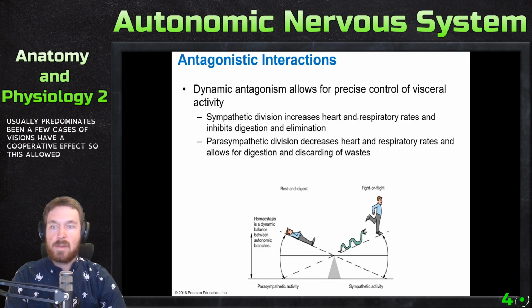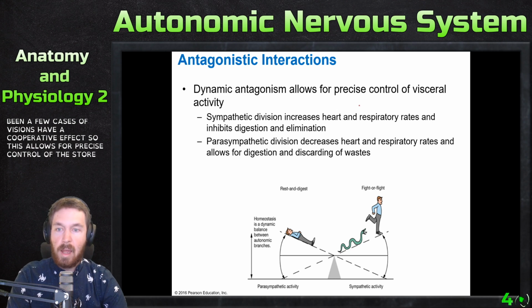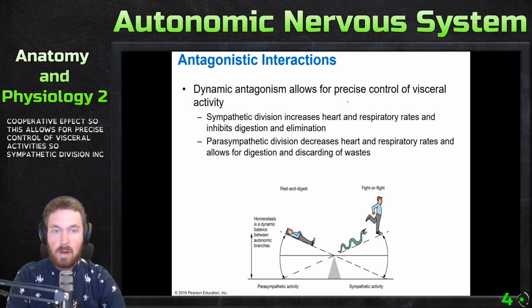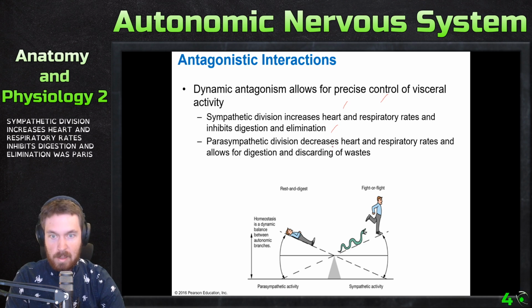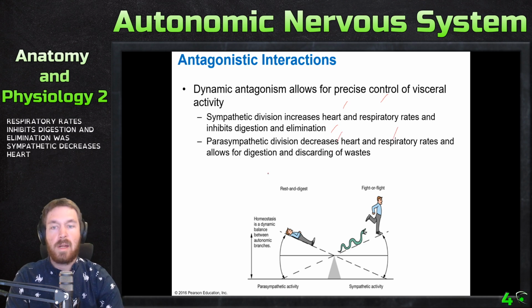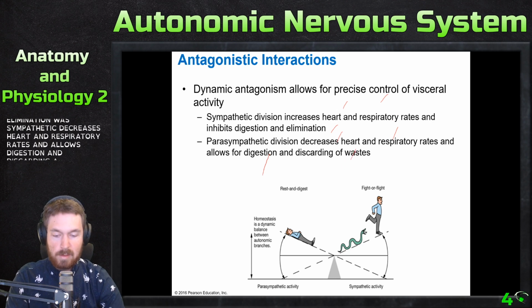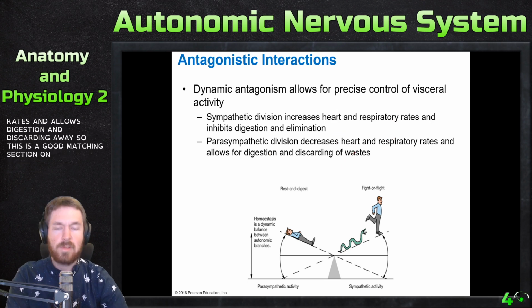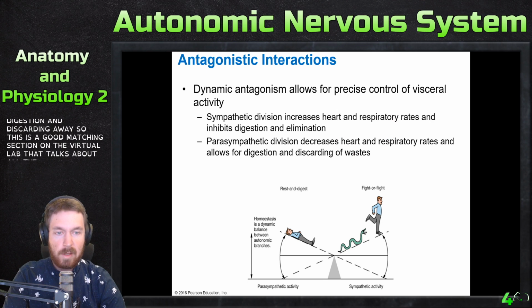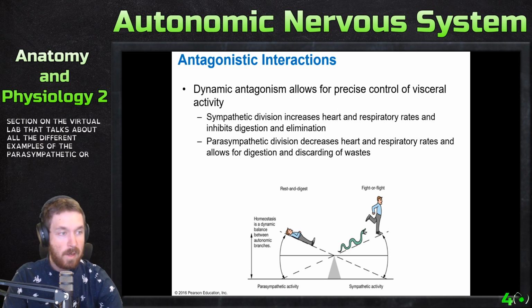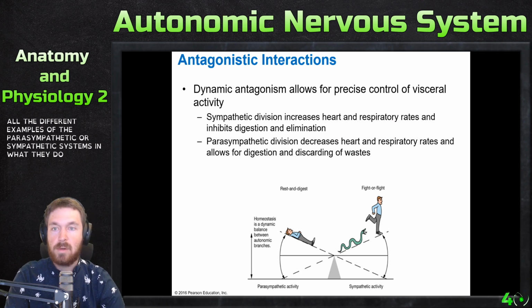So this allows for precise control of visceral activities. The sympathetic division increases heart and respiratory rates and inhibits digestion and elimination, whereas parasympathetic decreases heart and respiratory rates and allows digestion and discarding of waste. There's a good matching section on the virtual lab that talks about all the different examples of the parasympathetic or sympathetic systems and what they do.